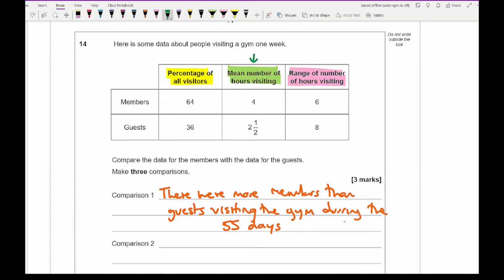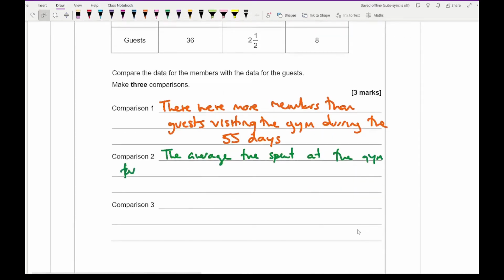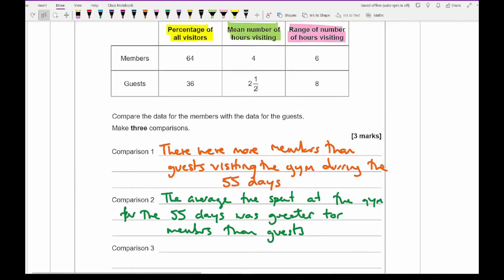So as you can see, the average time spent at the gym for the 55 days was greater for members than the guests. And again, we've got mean of 4 and 2.5 in comparison.